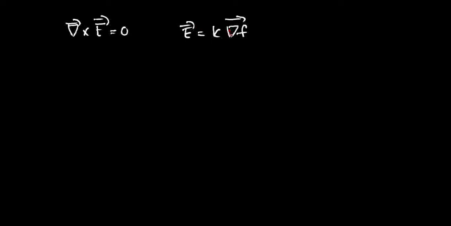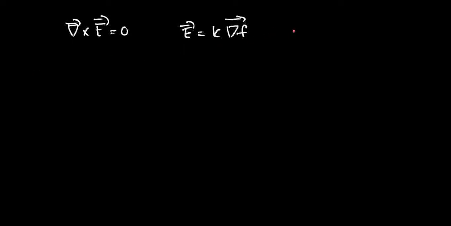So E bar will have this form: K into del F, some scalar multiplied by the gradient of a scalar function. Then only can the curl become equal to 0. That we already know. Now we have to understand what this K is and what this F is.